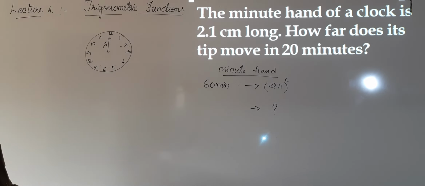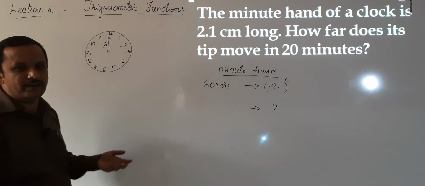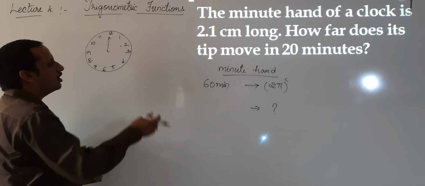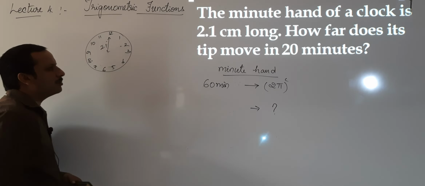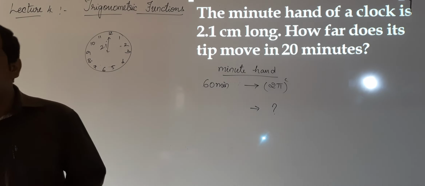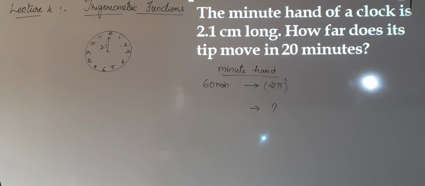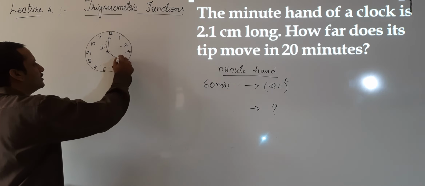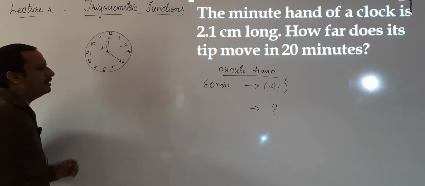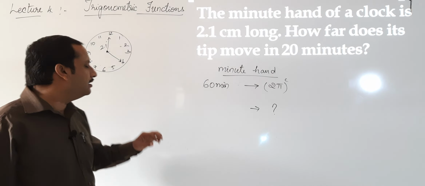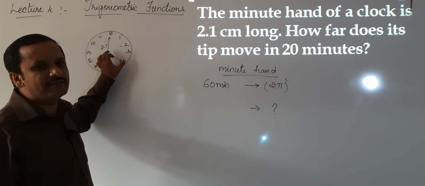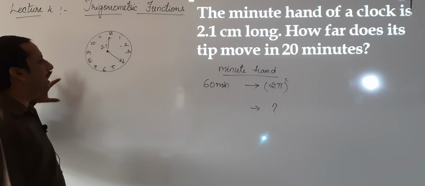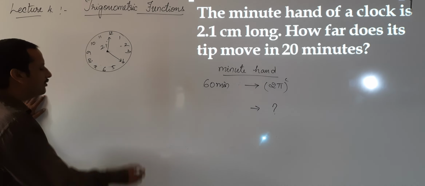Here, this is a different clock, of course, but I will retain the same diagram. The minute hand of a clock is 2.1 centimeter long. How far does its tip move in 20 minutes? In 20 minutes, let us imagine 5 o'clock and 5:20. At 5:20, I am only interested in the minute hand. At 5:20, the minute hand will be at 4. So what is the angle covered here, and how far does its tip move in 20 minutes?